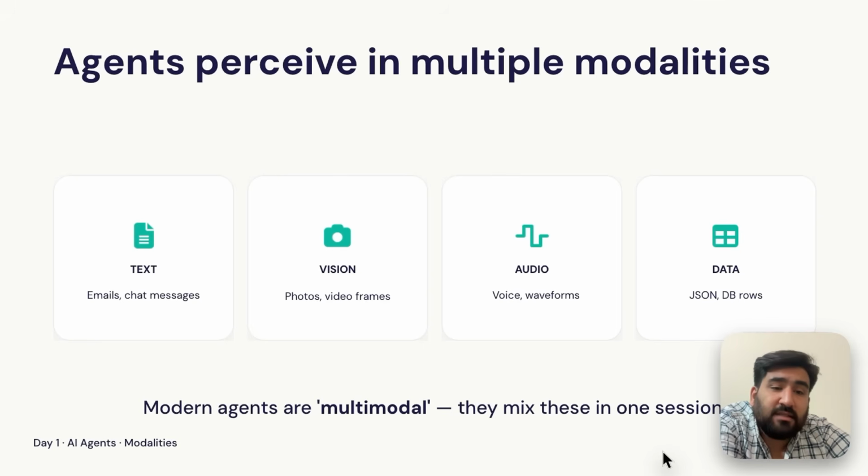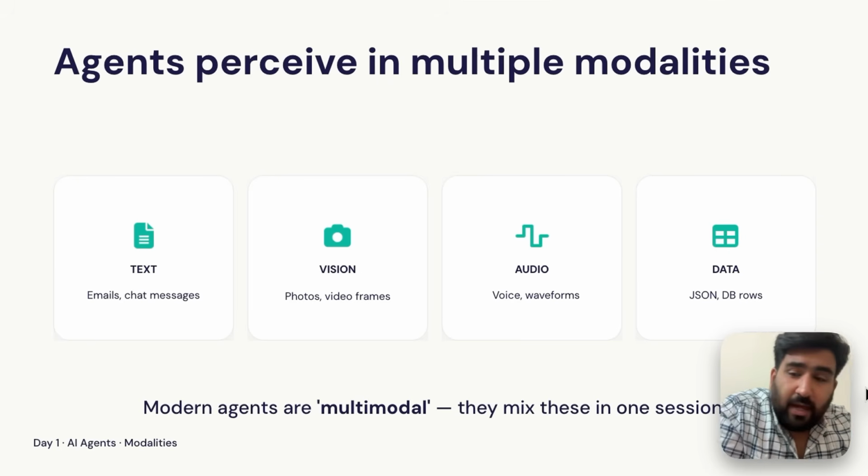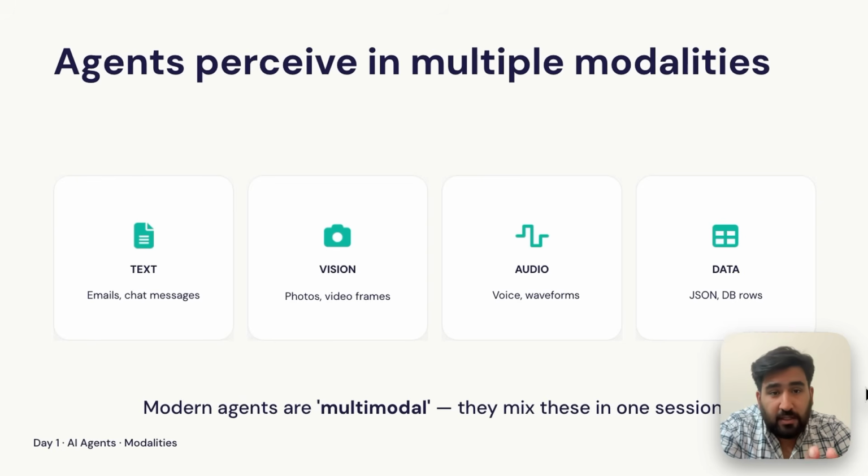Now, here is the genuinely cool part. They did not exist 5 years ago. Modern agents are what we call multimodal. They can mix and match all of this in one single conversation. Previously, before agents, if you had to build pipelines, you had to build different projects: one which handles photos, one that handles text, one that handles audio. Now, a single endpoint, a single model can do it for you in real time.